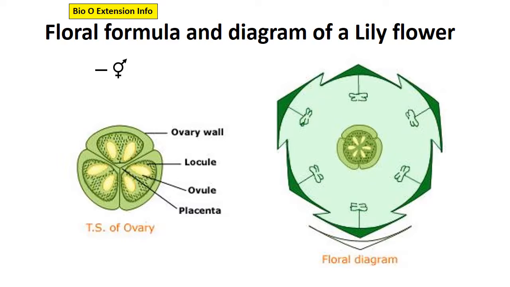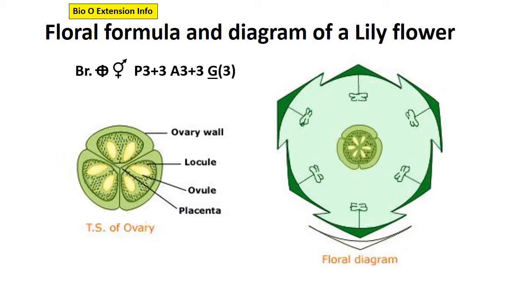Now the innermost structure is the ovary. If you look in detail, the diagram on the left shows you there are 3 locules that make up the ovary. That means it is made up of 3 compartments to form the ovary. And each of these locules carries 2 ovules. So that means in the future, at least 2 seeds will be formed within each of these locules.